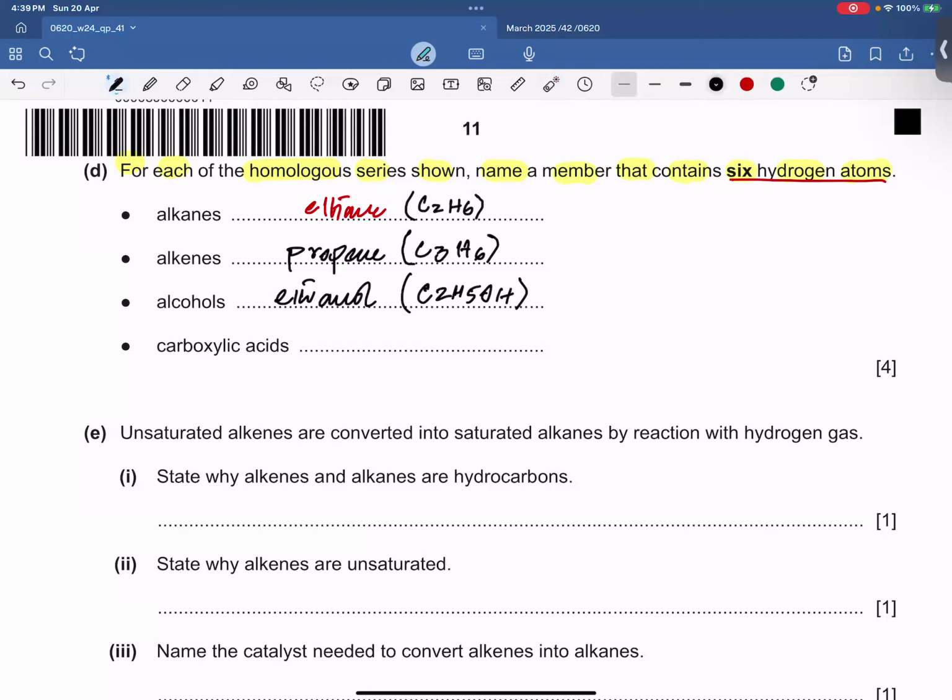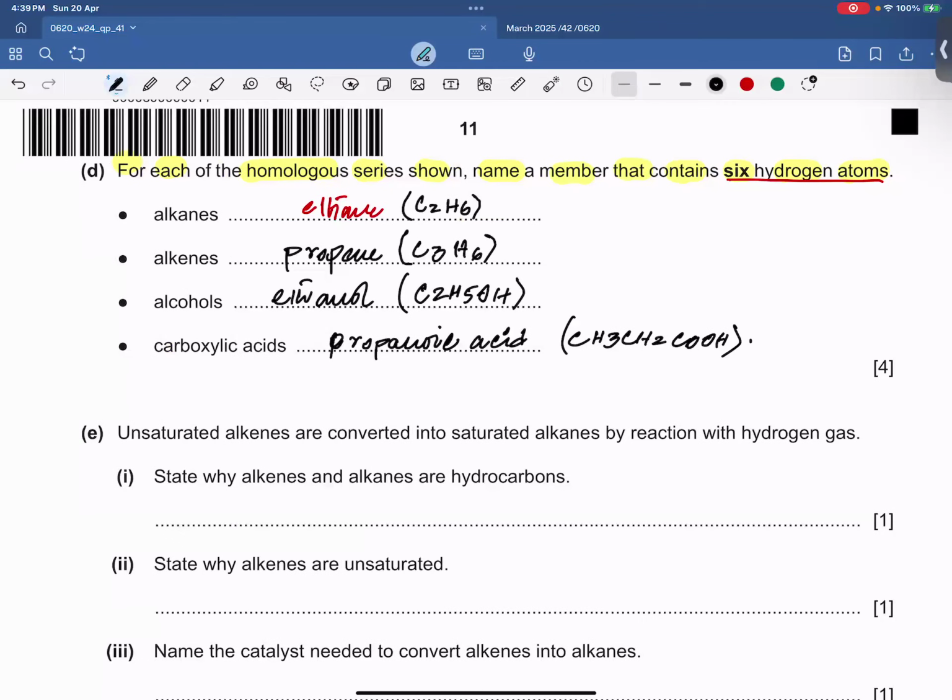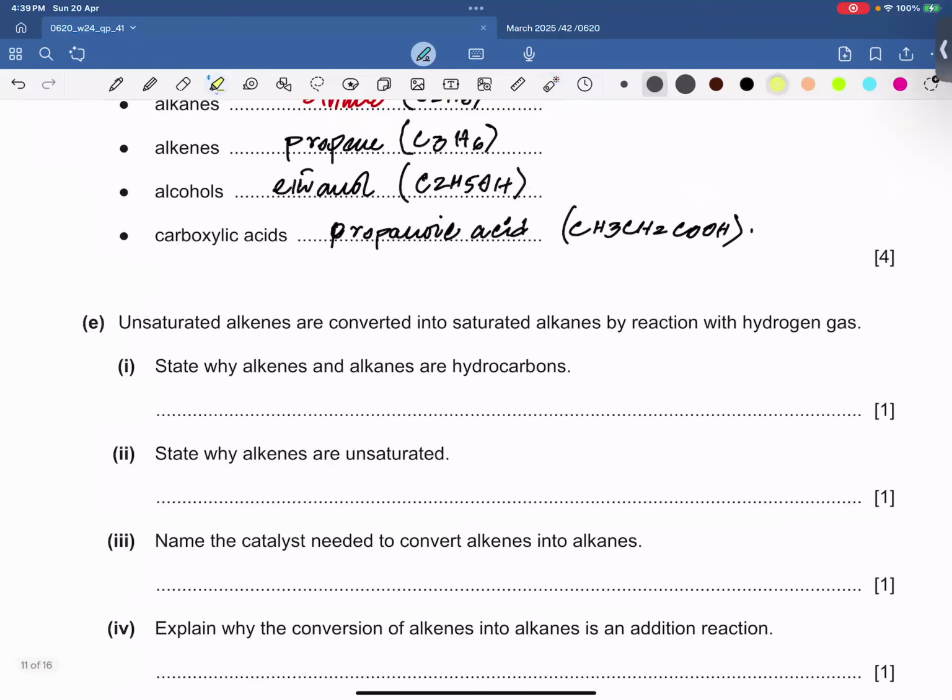Carboxylic acid, I think it's propanoic acid, and propanoic acid has the formula CH3CH2COOH. Look at this formula: 3 hydrogen plus 2 is 5, plus 1 is 6 hydrogen atoms in the formula. That means कि आपको formulae भी याद होने चाहिए, so that you can decide how many hydrogen atoms we have in any formula. बहुत अच्छे से प्रिपेयर करना है आपने.